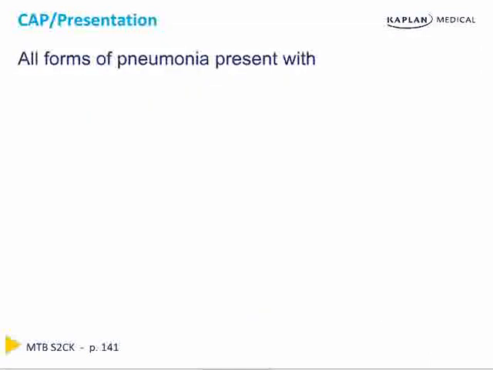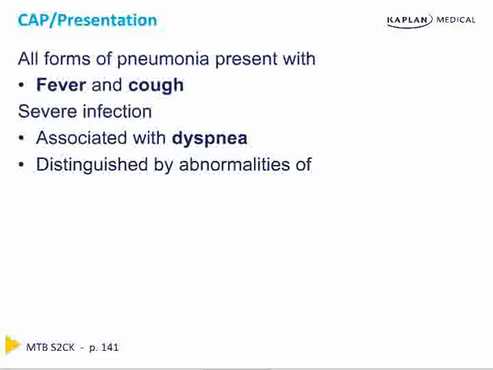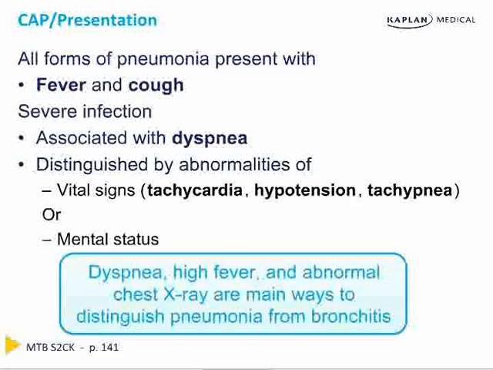While all forms of pneumonia present with fever and cough, only the most severe cases will present with the following: dyspnea, abnormalities of vital signs including tachycardia, hypotension, or tachypnea, or mental status changes. Importantly, the way to differentiate pneumonia from bronchitis is that dyspnea, high fever, and an abnormal chest X-ray are indicative of pneumonia, while these are typically not seen in bronchitis.